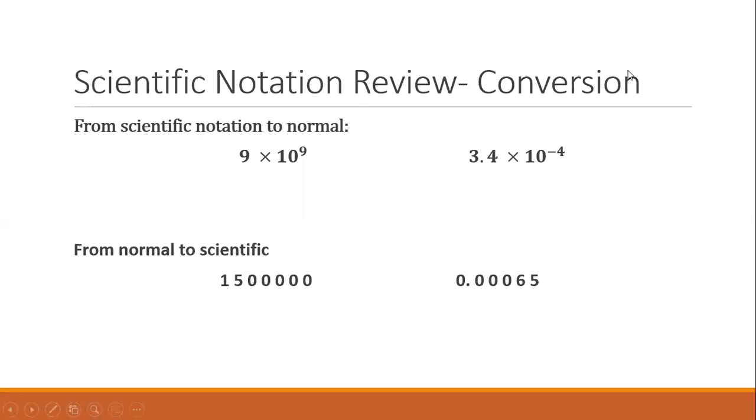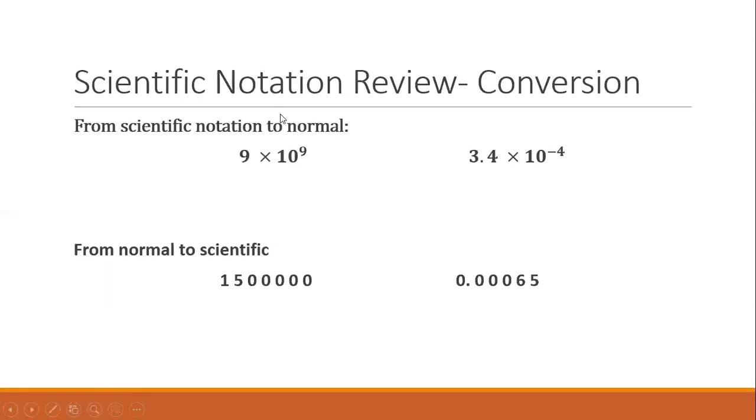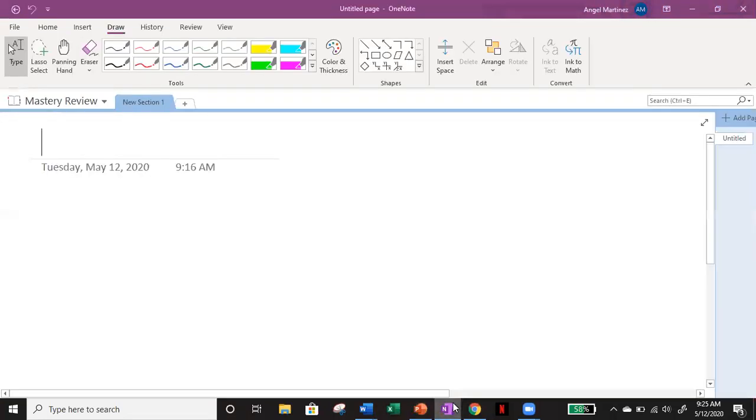So let's review scientific notation. Scientific notation is just a way to change big or small numbers to an easier-to-read format. But we can also change it from scientific notation to a normal number. Let's start with this first one. We have 9 times 10 to the 9. Here's how I can convert it.